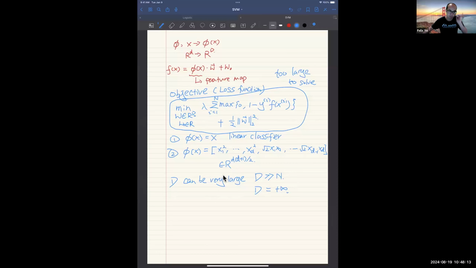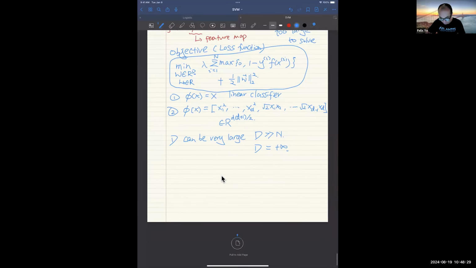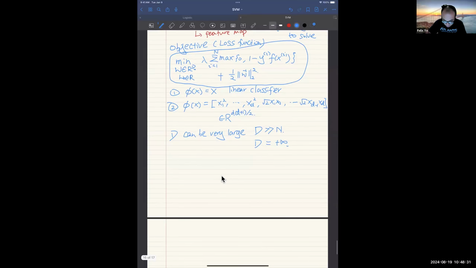Okay, so what I'm going to do is change everything from primal into dual, and hopefully the problem, in terms of dual formulation, will be easier. So the first thing I'm going to do is transform this objective into primal formulations.